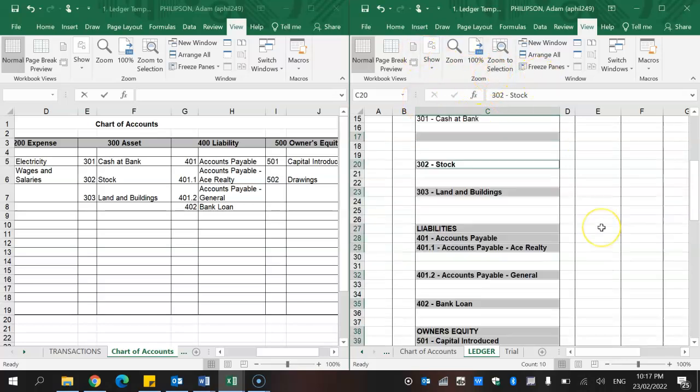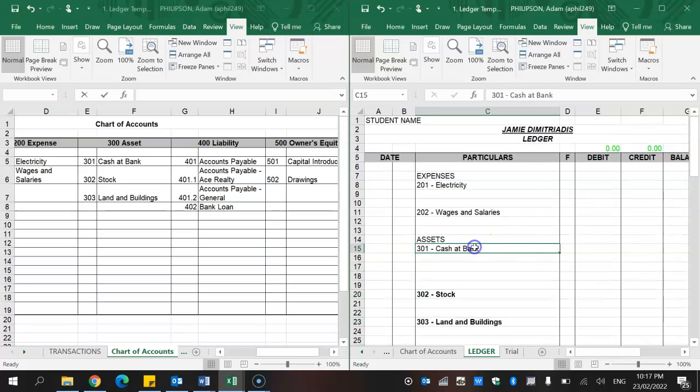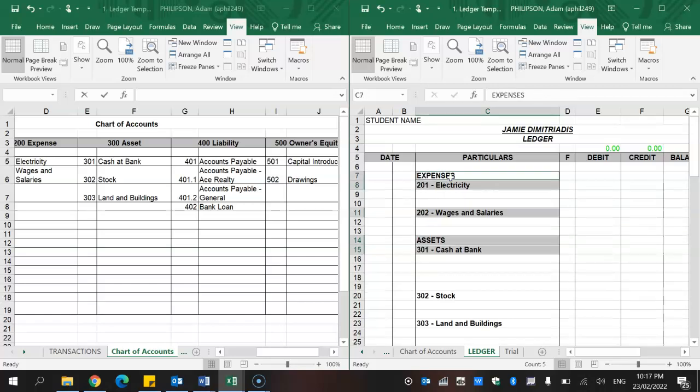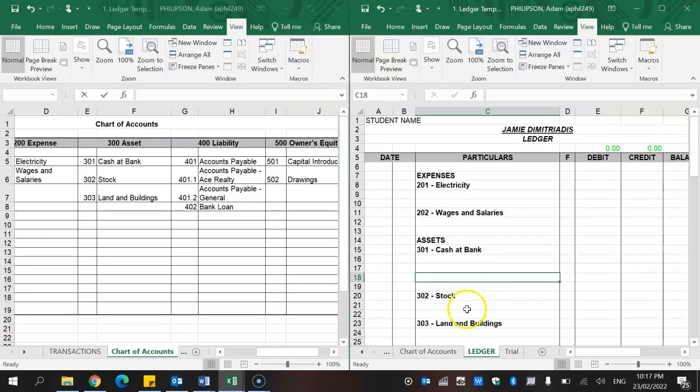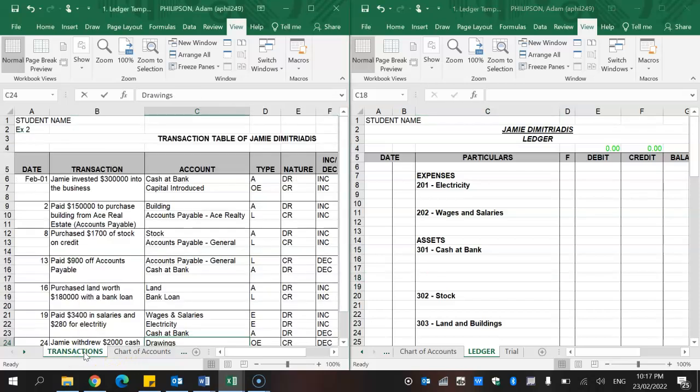And again, these other ones, so I'm going to hold down the Control key, select that. Holding down the Control key, selecting them, and Control B. Okay, if you need to pause me before we get on to start doing what's called posting from the transaction table to the ledger. So now we're good to go.